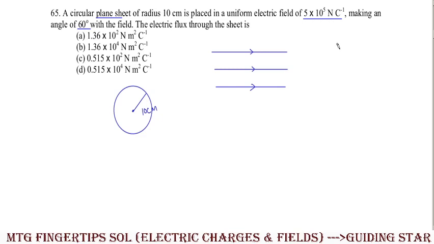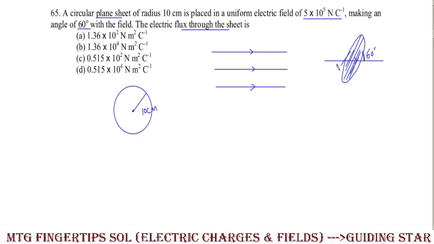Suppose we take this one as the field, then this plane will be making... So this is the plane sheet, circular plane sheet. Clear? So its plane will be making an angle of 60 degree. That means this particular plane. Clear? This plane makes an angle of how much? 60 degree. Clear? If the plane makes an angle of 60 degree, then what is the electric flux through the sheet? What is the flux through the sheet?